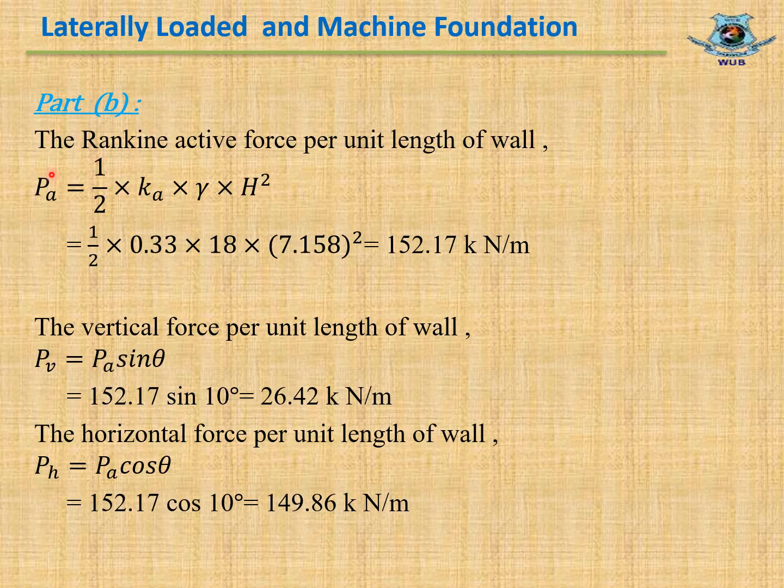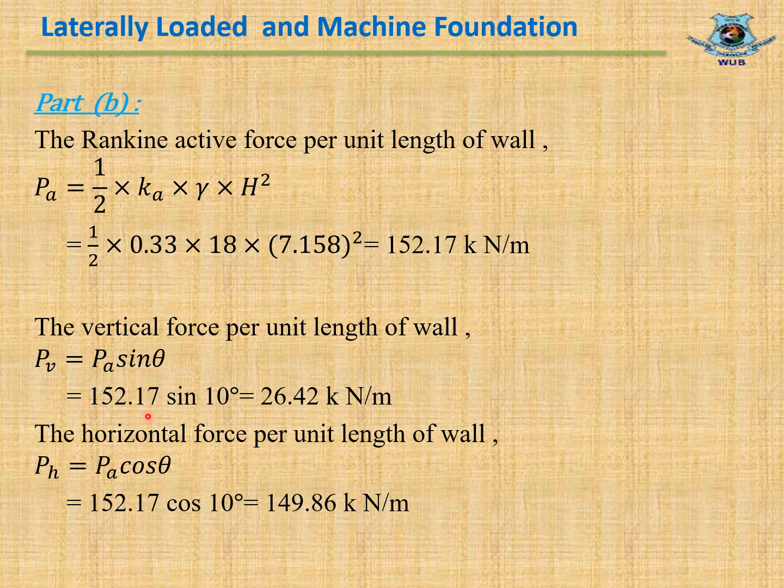Part B. The Rankine active force per unit length of wall Pa equal to half into Ka into gamma into h square. All values are stated in previous slide. So finally Pa stands 152.17 kilonewton per meter.